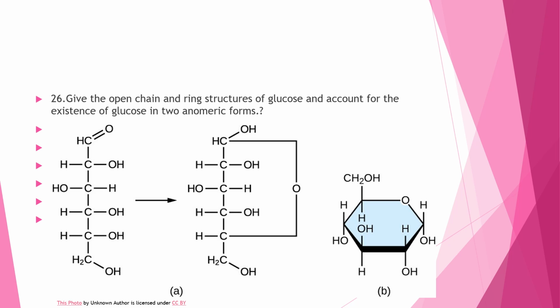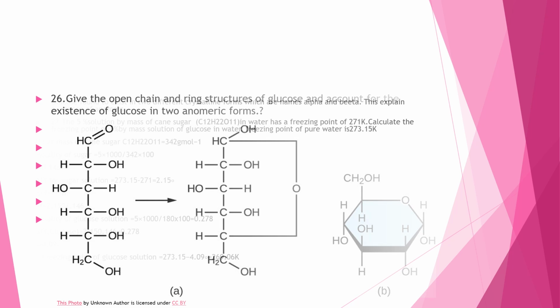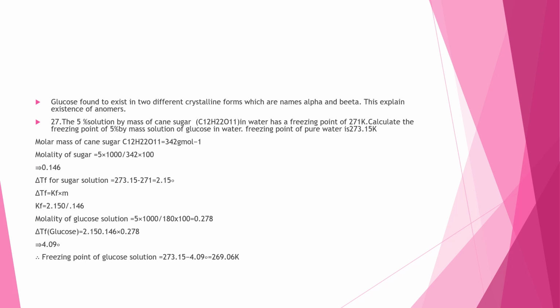Question number 26, the open structure and closed structure of glucose. Actually, I pulled out this structure from Google. It's very difficult to draw. Then the proof of existence of anomers, because we know that glucose can exist in two different physical forms. That explains the anomeric structure of glucose.